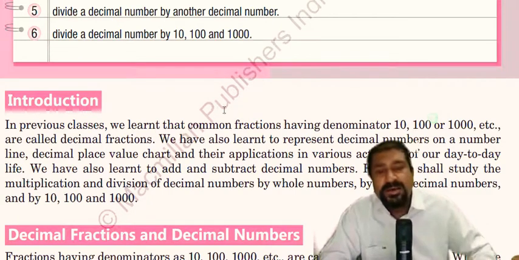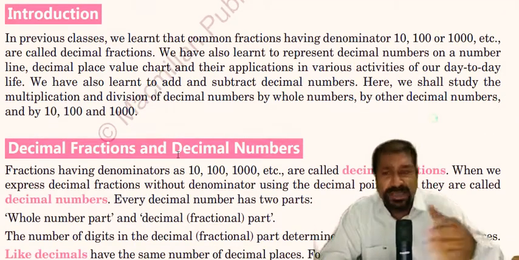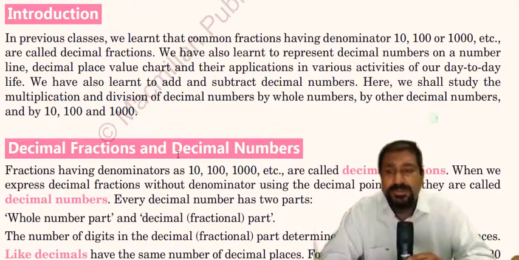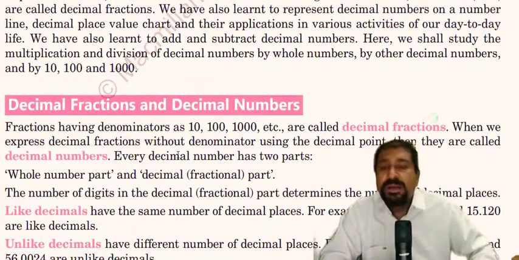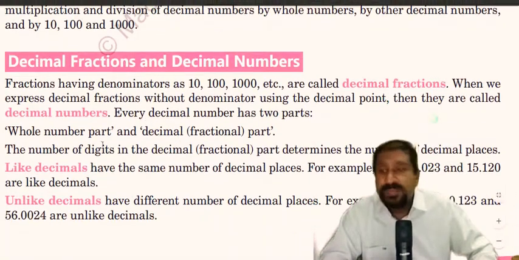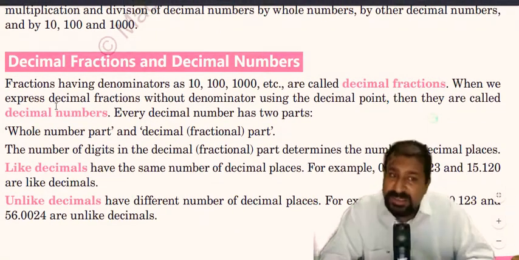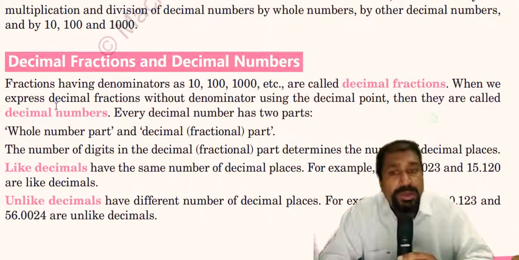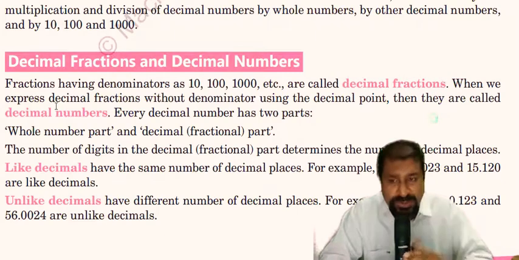Now let us see. We have studied about the addition and subtraction. They have said it here in this complete paragraph: decimal fraction and the decimal number. As you have studied the fraction, as I said to you, the decimal fraction. What do you mean by the fraction? Having a denominator 10, 100 or 1000. These are said to be the decimal fraction.